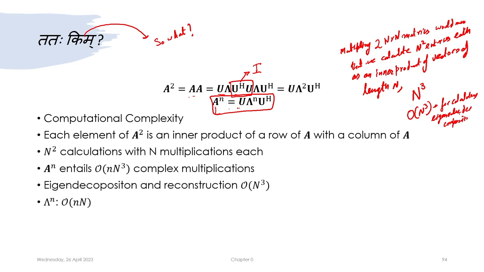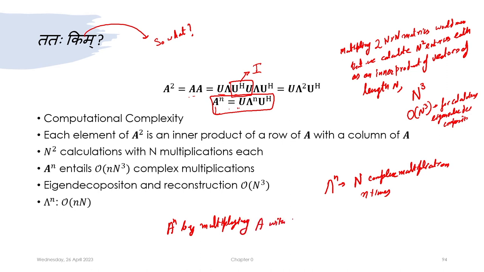So if you want to calculate A to the power n, lambda to the power n is simply n times. So if I follow the direct approach, that is, I calculate A to the power n by multiplying A with itself n times, I get n cube complex multiplications.